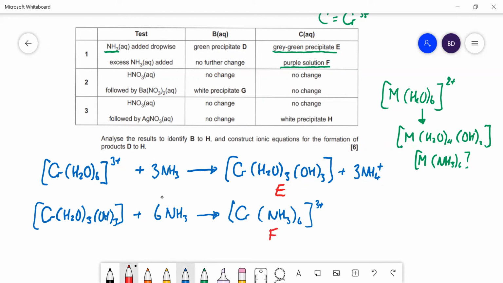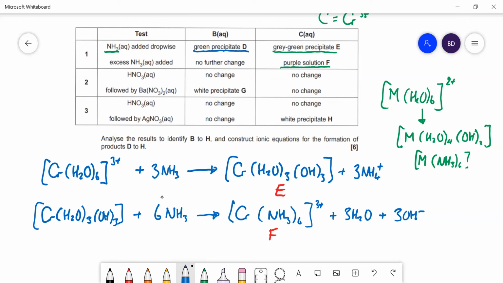And to balance that, we need to have 3 waters coming off, 3 of those water ligands, and 3 OH minus coming off as well. Okay, so that is our equation. That's forming E and F. Now, let's look at B. When you add ammonia to that, all that happens is you get a green precipitate.